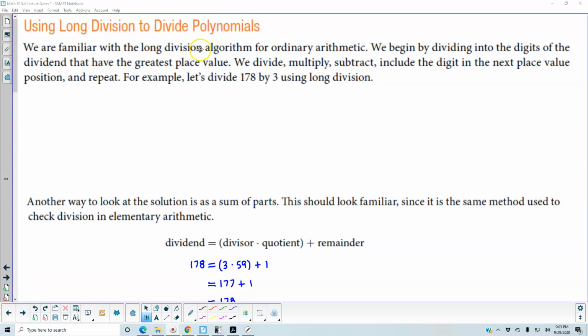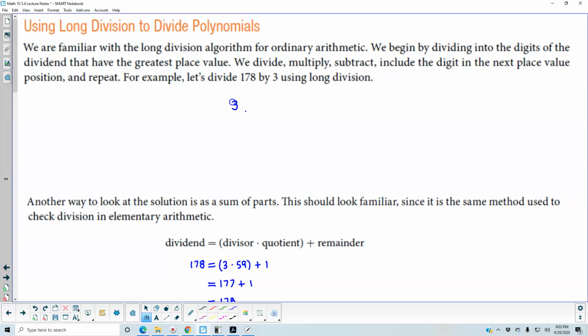Using long division to divide polynomials. We are familiar with the long division algorithm for ordinary arithmetic. We begin by dividing into the digits of the dividend that have the greatest place value. We divide, multiply, subtract, including the digit in the next place value position, and repeat. So for example, let's divide 178 by 3.